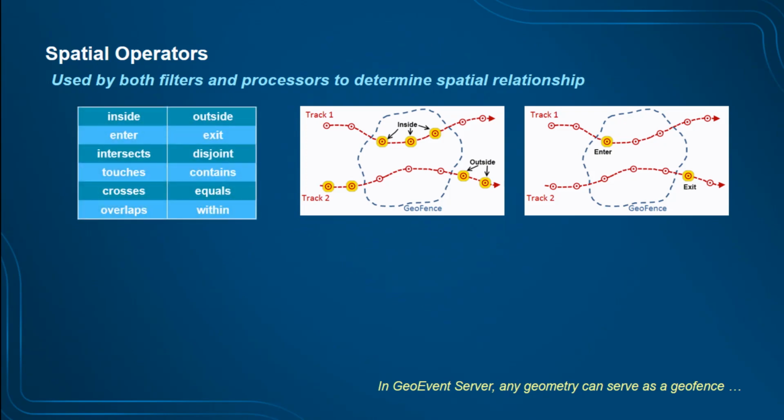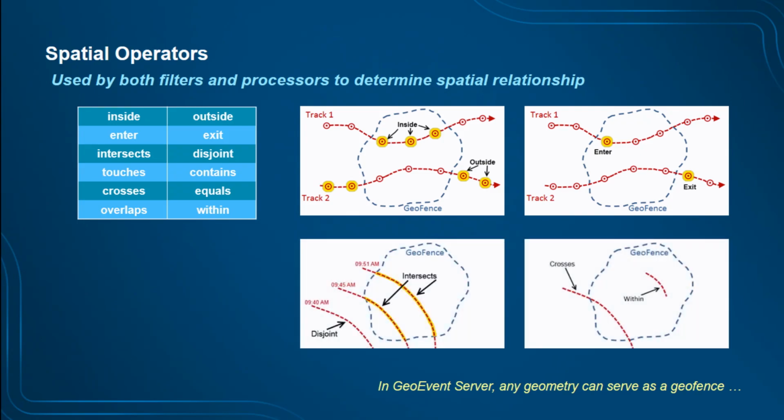All of the Java geometry operations that are supported through that Java Geometry API are supported within GeoEvent Server. Inside, enter, intersects, touches, we can detect all of these relationships between an event's geometry and a geofence. Events might not be reporting points, they might be reporting polylines. That's where we can start to look at whether a polyline intersects or crosses a geofence. Geofences themselves, while often areas, don't have to be. You might import geofences from a feature service, for example, that are points representing critical facilities.